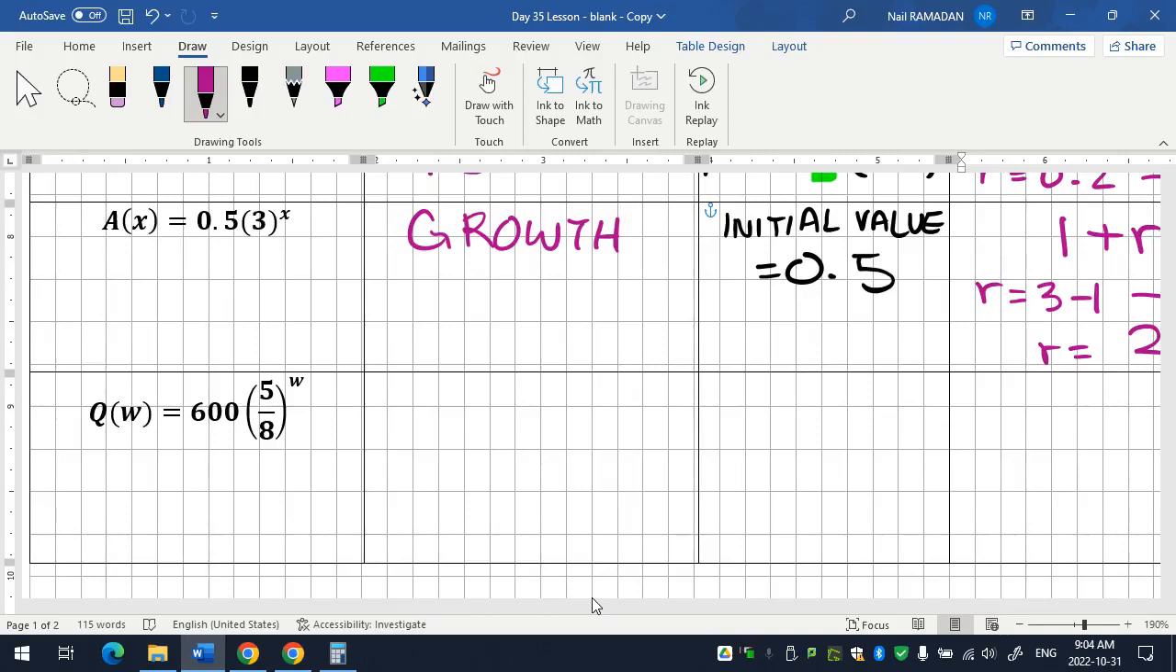Everyone, is this growth or decay? How many people say this is growth? Why would you say this is growth? What number are you looking at to say it's growth? Come on. The 5.